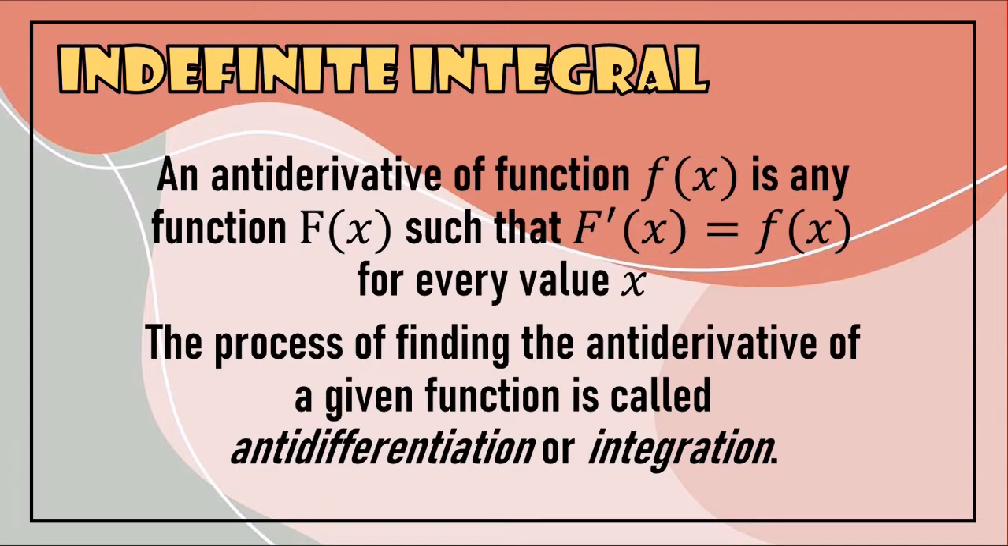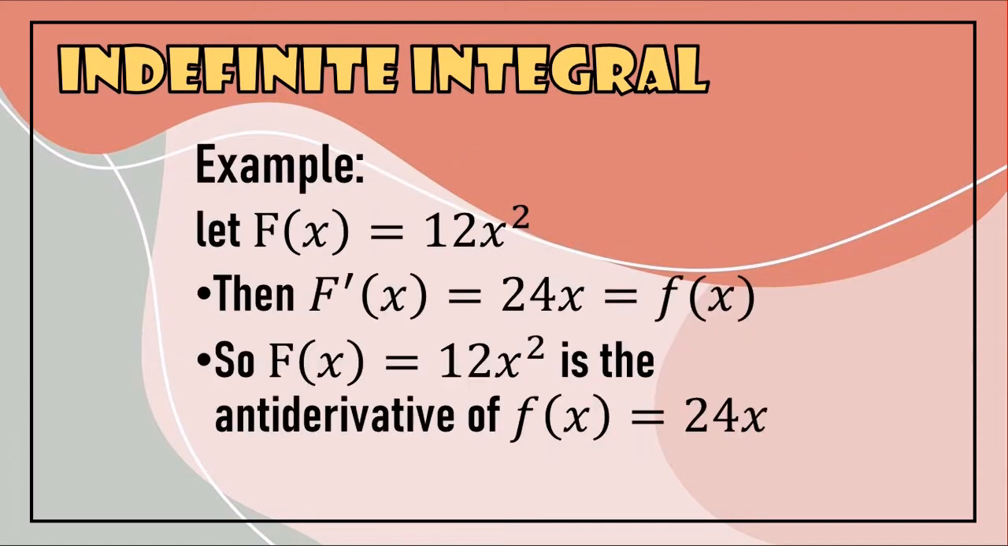The process of finding the antiderivative of a given function is called antidifferentiation or integration. For an example, let F of x equals 12x squared. Then F prime of x equals 24x equals f of x. So F of x equals 12x squared is the antiderivative of f of x equals 24x.